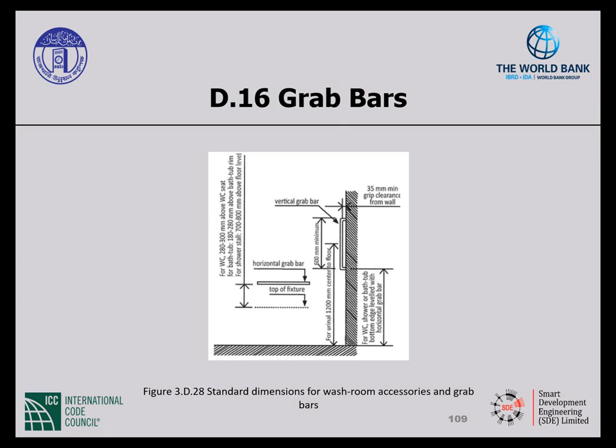Vertical grab bars are at least 600 millimeters in length. They're mounted level with the horizontal grab bar in the water closet, in the shower or bathtub, and at 1200 millimeters center of bar to the floor at urinals.